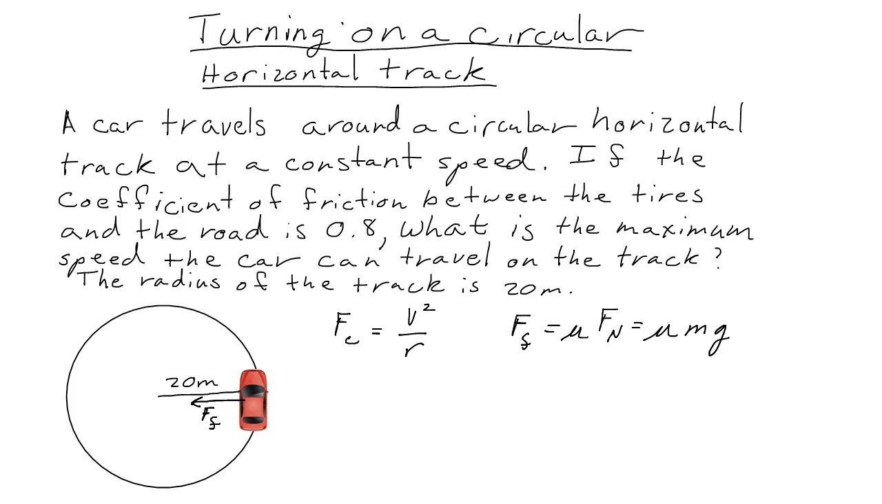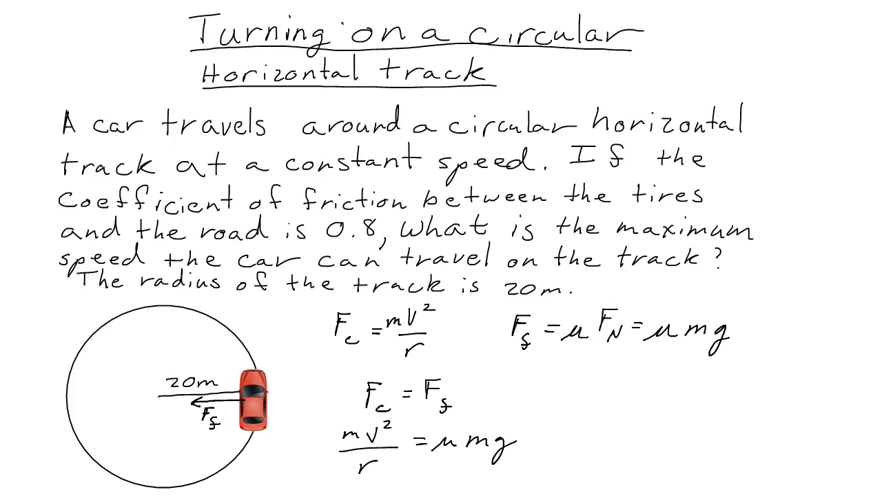Okay? And I know that as this car travels around the track, the centripetal force has to be equal to my force of friction. Otherwise, the car is experiencing an unbalanced force and it'll spin tangent off the track. Okay? So I know my centripetal force is equal to mv squared over r, which is equal to our force of friction, mu mg.